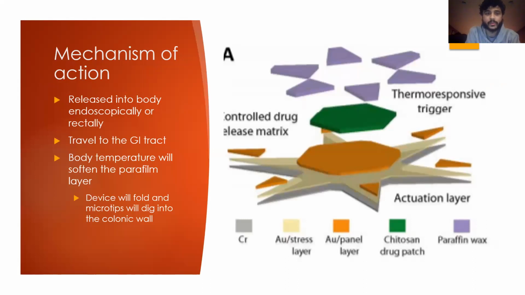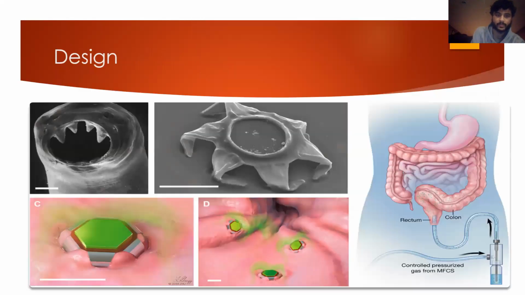So this can be released into the body endoscopically or rectally. In experiments, it's been tested both ways on 2 different organisms. Their main goal is also to travel to the GI tract and latch onto that intestinal tissue. The body temperature softens the parafilm layer, and once that happens, the device automatically folds or closes in on itself. And when it closes, those teeth dig in to your intestines. And once that happens, they release medication.